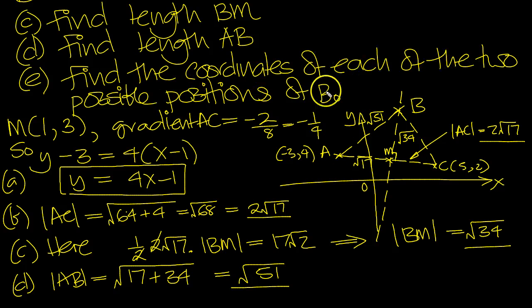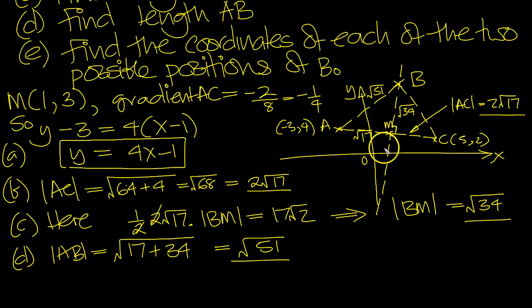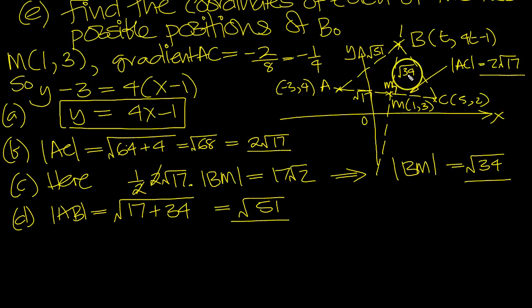Find the coordinates of each of the two possible positions of B. So B is here. We know it's on this line here. And we know this distance here is root 34. B has coordinates, because it lies on the line L, we'll use a parameter t, and because it's lying on the normal line L, it'll be 4t minus 1. So M is the coordinate 1, 3, isn't it? So again, using the property of the triangle, the distance BM squared, so 34 then.